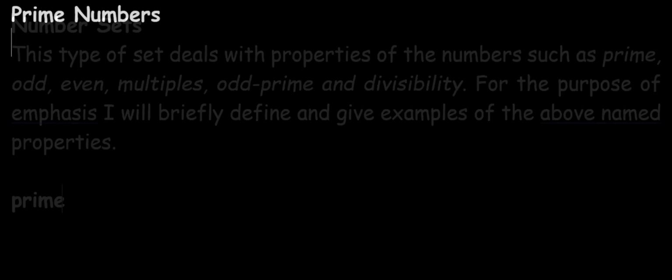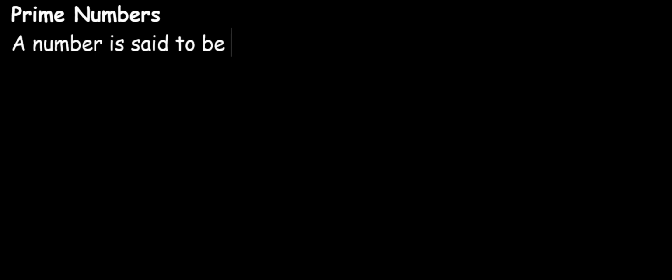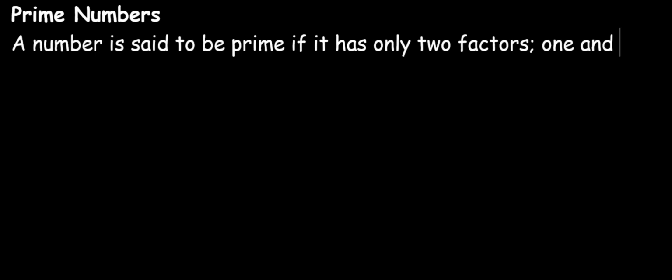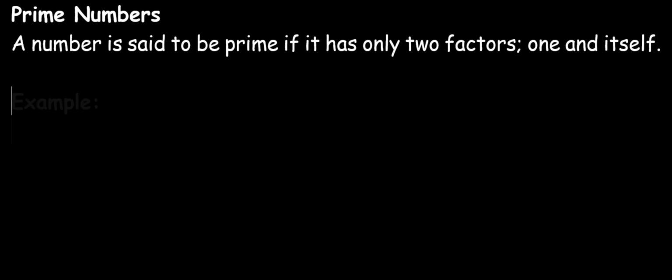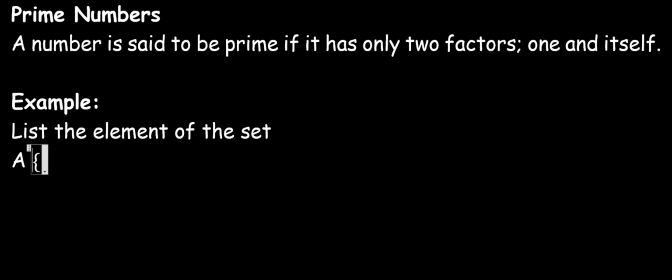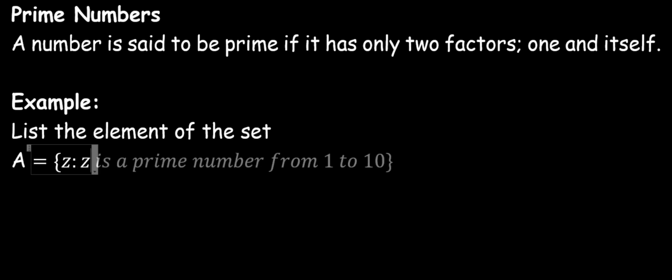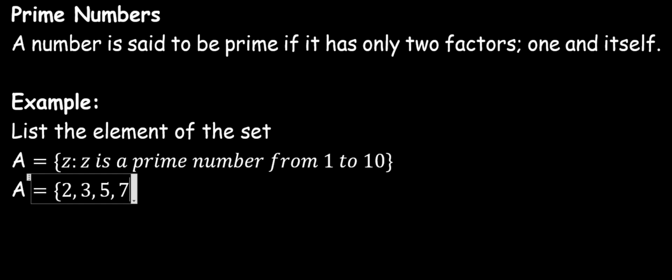Prime numbers. A number is said to be prime if it has only two factors, 1 and itself. Example, list the elements of the set A equal to {Z such that Z is a prime number from 1 to 10}. A is equal to, when we're talking about prime numbers between 1 and 10, we have 2, 3, 5, 7. Note, 1 is not a prime number because it has only one factor.